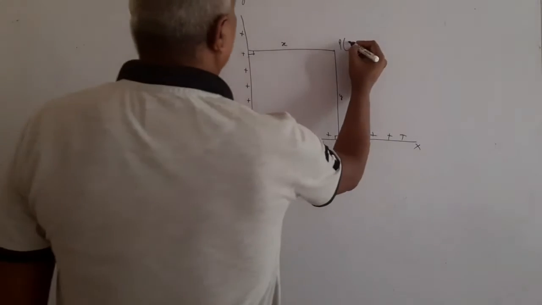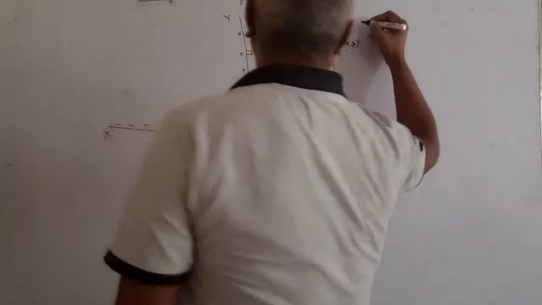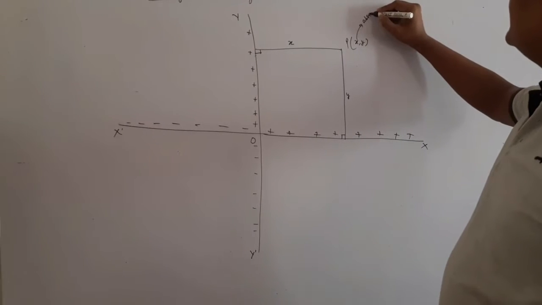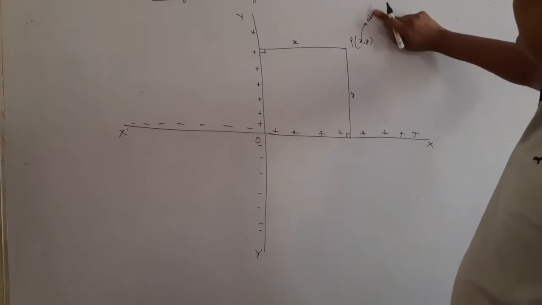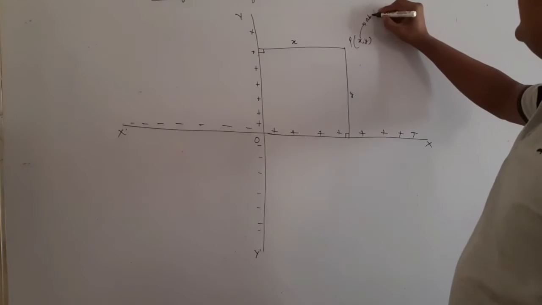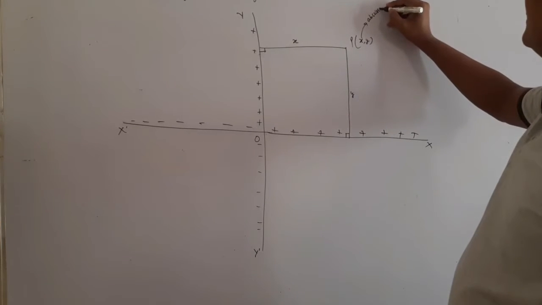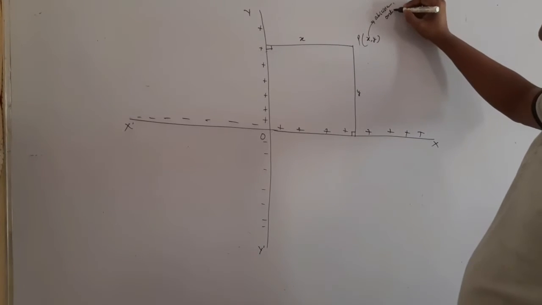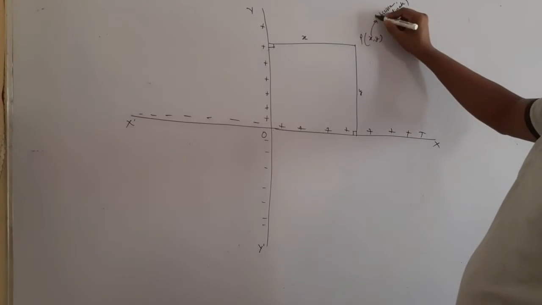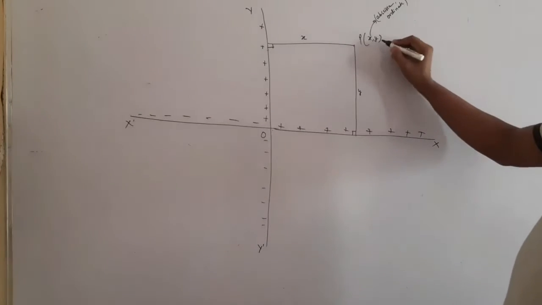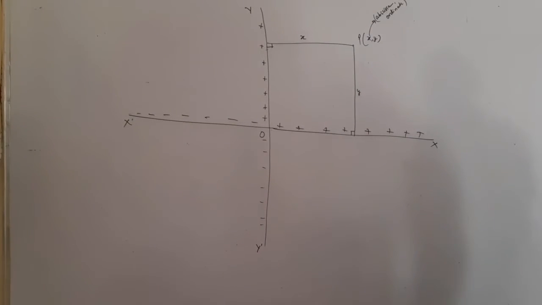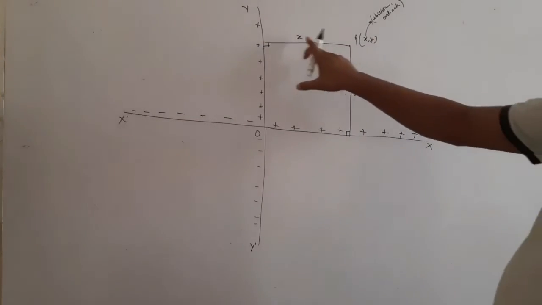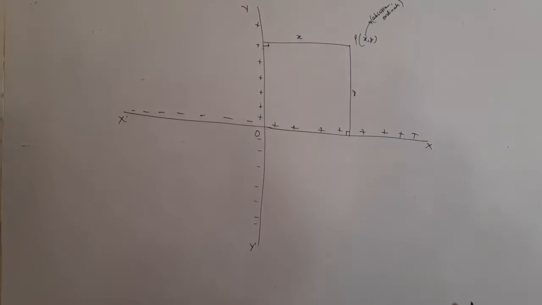So this point will have the coordinate x comma y, and this first value x is called the abscissa, and the second is the ordinate. So this is x comma y. This is why it is called the rectangular Cartesian system, because you always get a rectangle or a square in this condition.